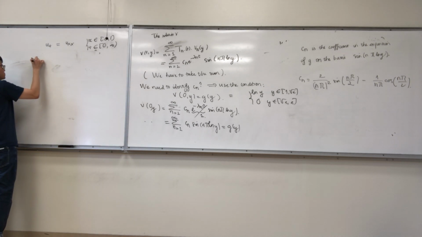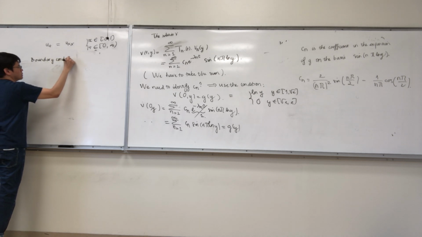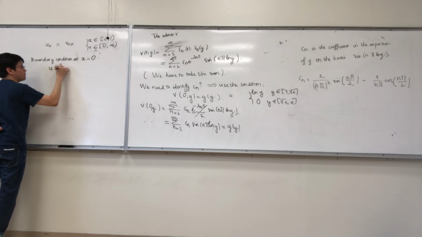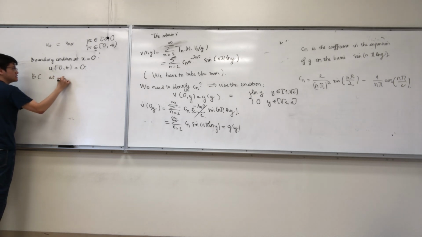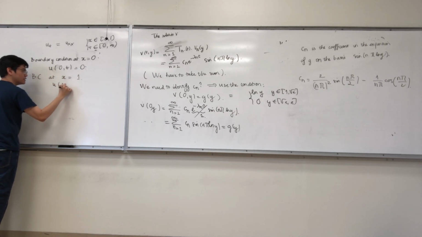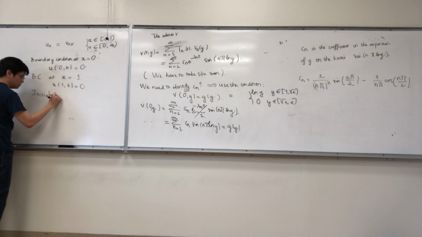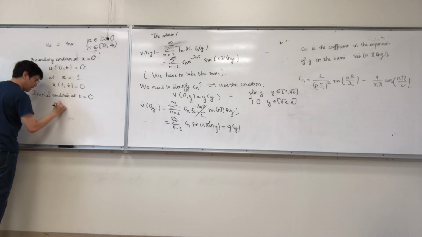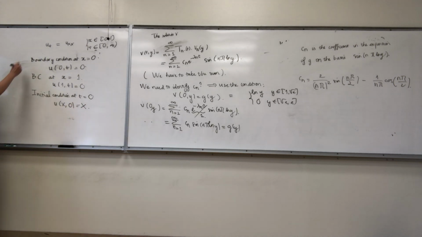So the boundary condition at x equal to 0: u(0,t) is 0. The boundary condition at x equal to 1: u(1,t) is 0. And the initial condition, at t equal to 0, you have u(x,0) is x. You have three conditions: 1, 2, 3. Alright, so I'll explain again.